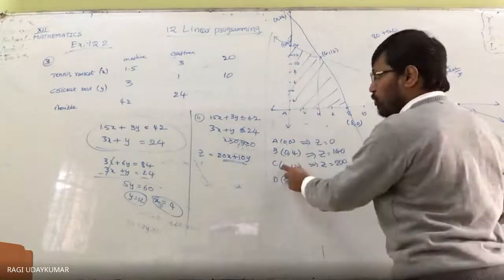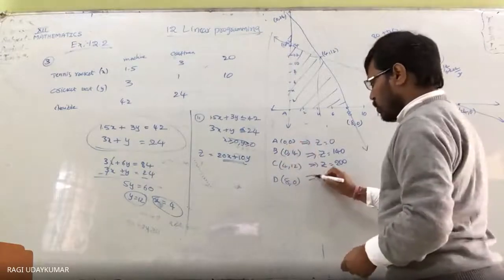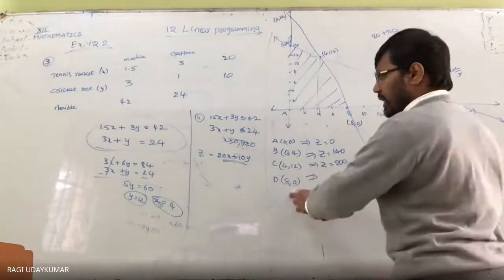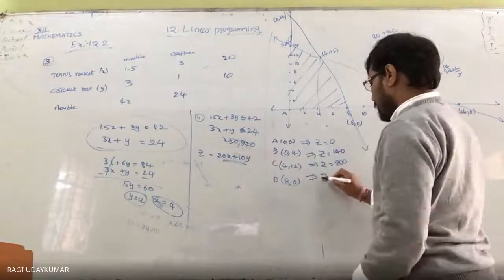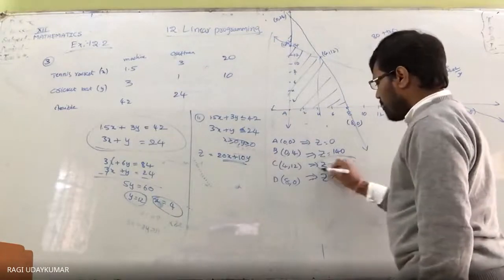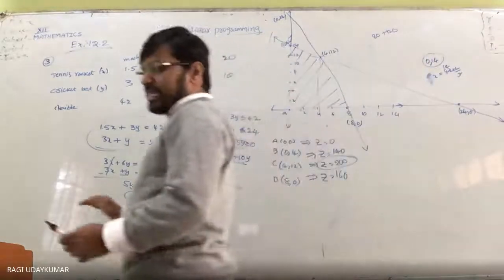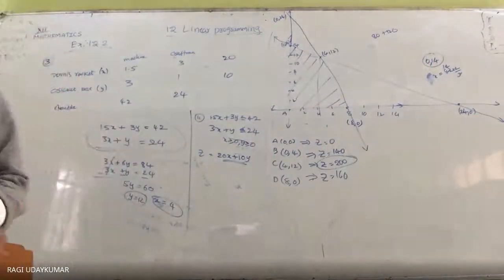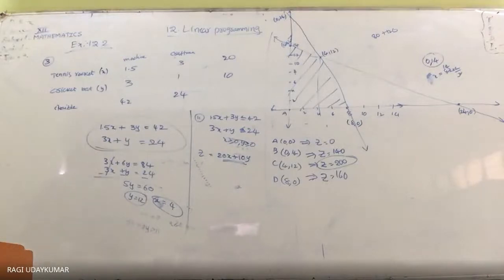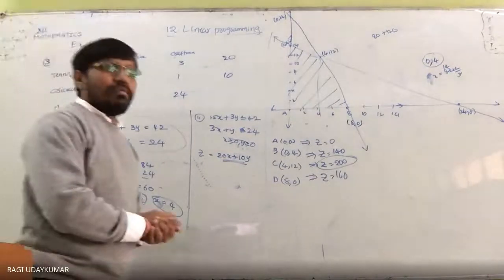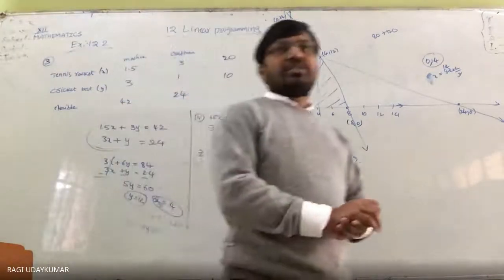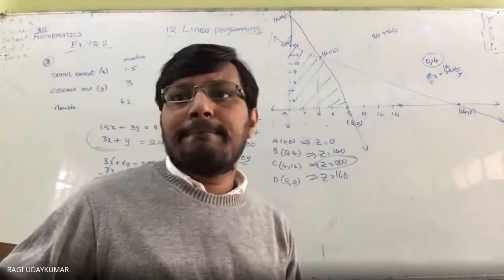If you produce 8 rackets, here z is equal to 160. So the maximum profit you are going to get is 200 rupees if you produce exactly 4 rockets and 12 bags. In that situation, it works at full capacity and we also get the maximum profit. Okay, understood?